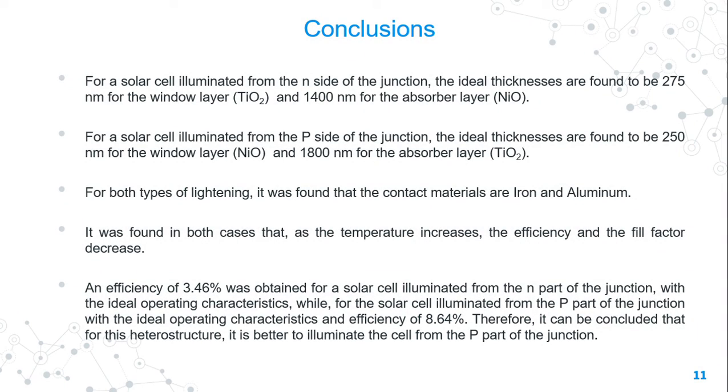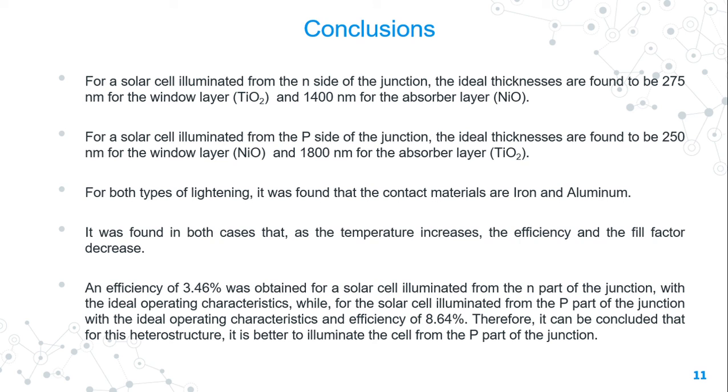In conclusion, for a solar cell illuminated from the N side of the junction, the ideal thicknesses are found to be 275 nanometers for the window layer and 1,400 nanometers for the absorber layer. For a solar cell illuminated from the P side of the junction, the ideal thicknesses are found to be 250 nanometers for the window layer and 1,800 nanometers for the absorber layer. For both types of lighting, the contact materials were found to be iron and aluminum.